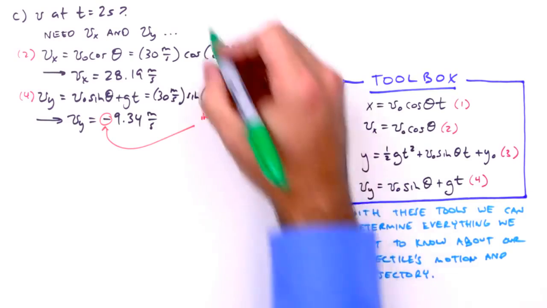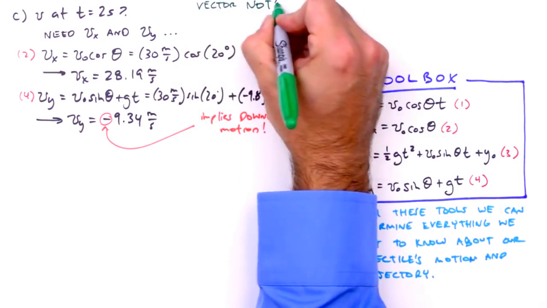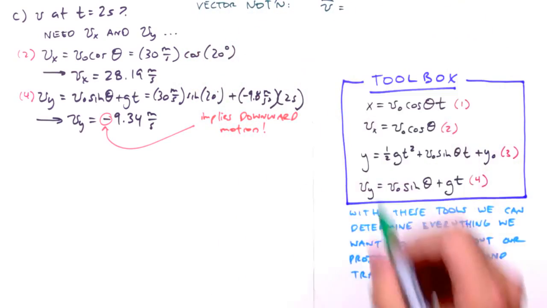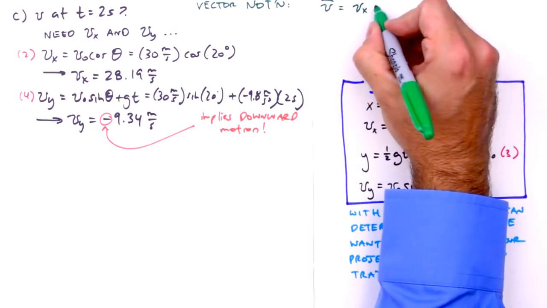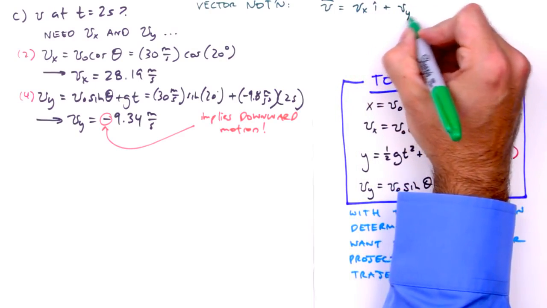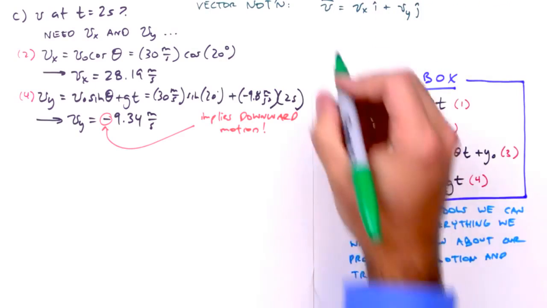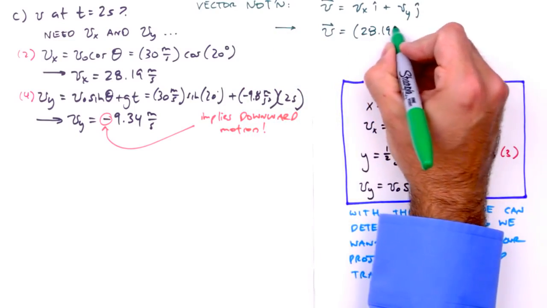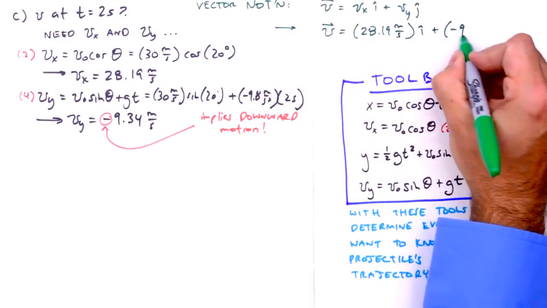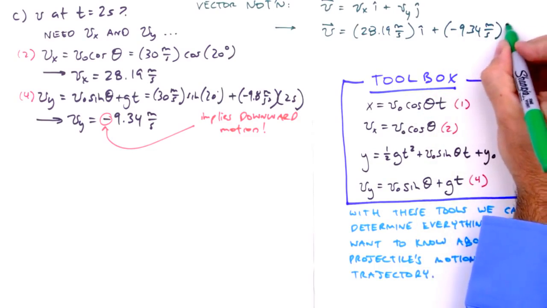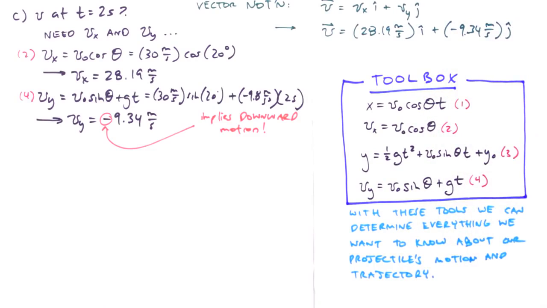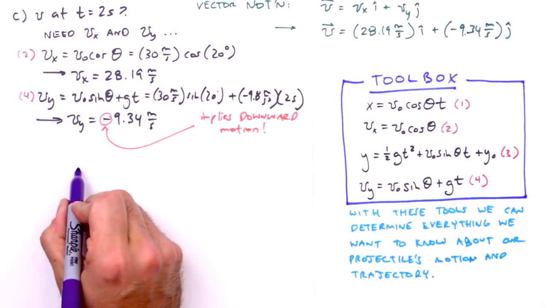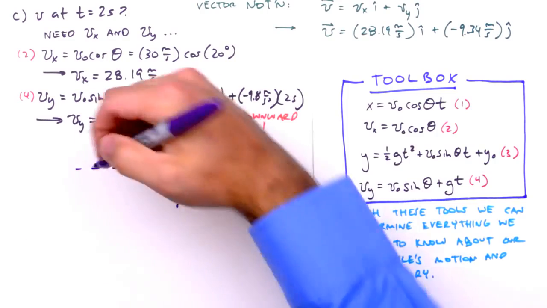Now at this point we could write our solution in vector notation, where the velocity vector is equal to the magnitude of the velocity's x component times the unit vector i hat, plus the magnitude of the velocity's y component times the unit vector j hat. That would give us the solution v equals 28.19 meters per second i hat plus negative 9.34 meters per second j hat, which is fine and dandy. But let's go ahead and determine the magnitude and direction of this velocity vector.